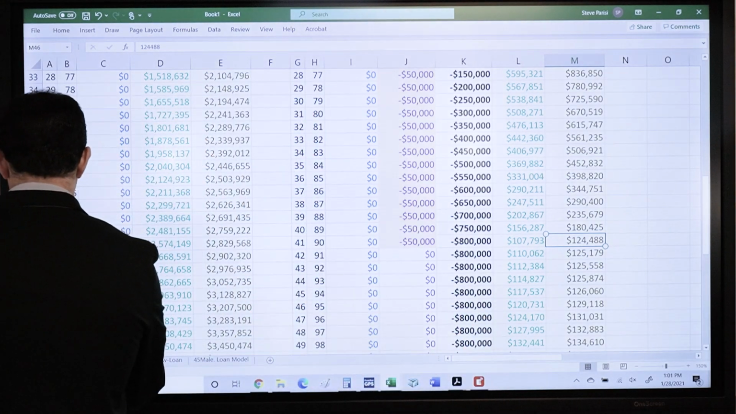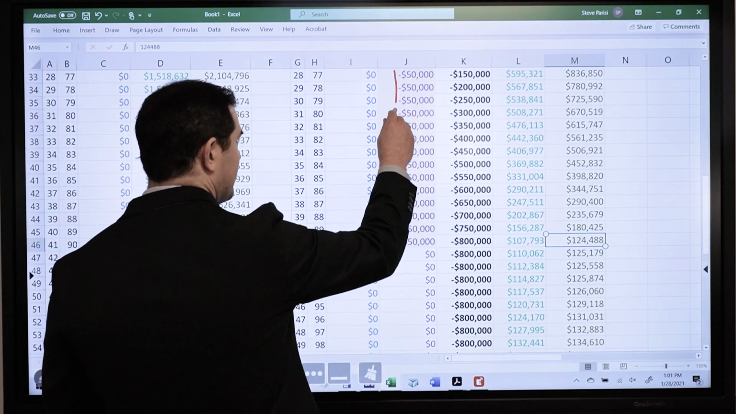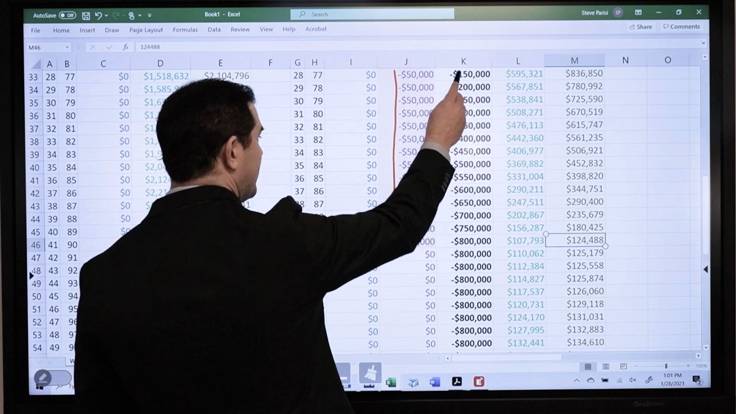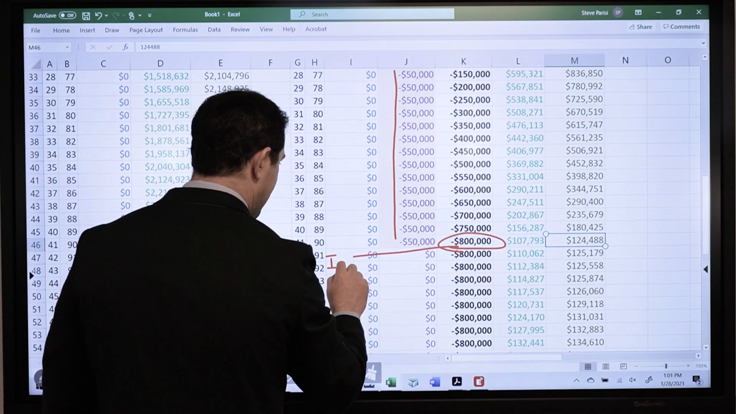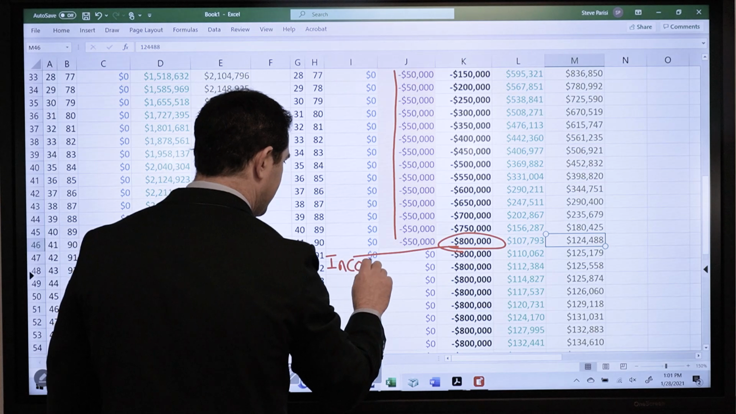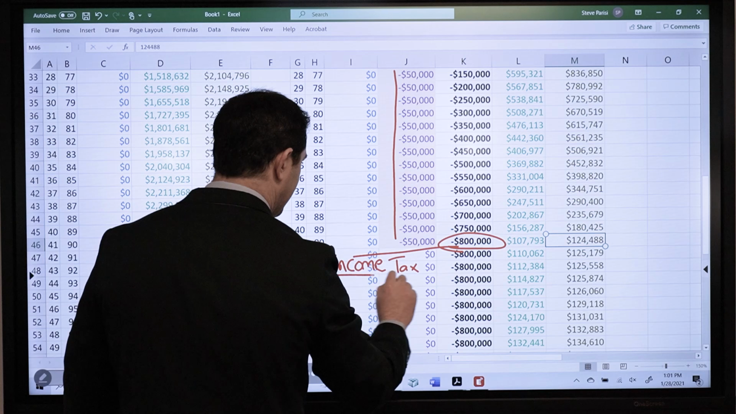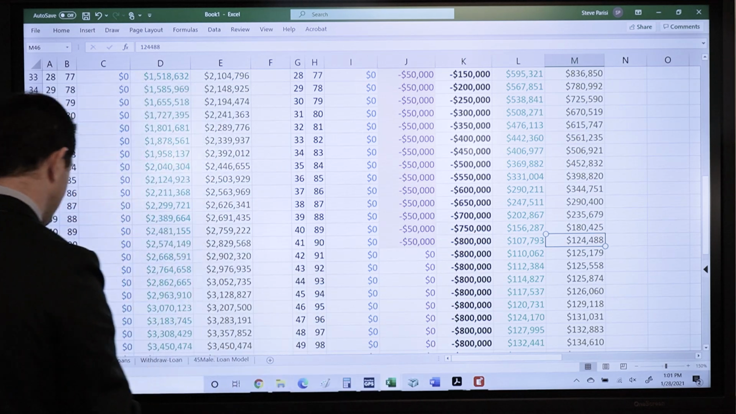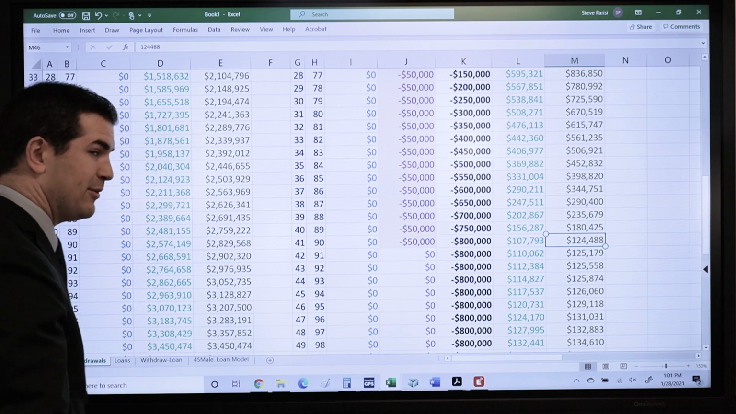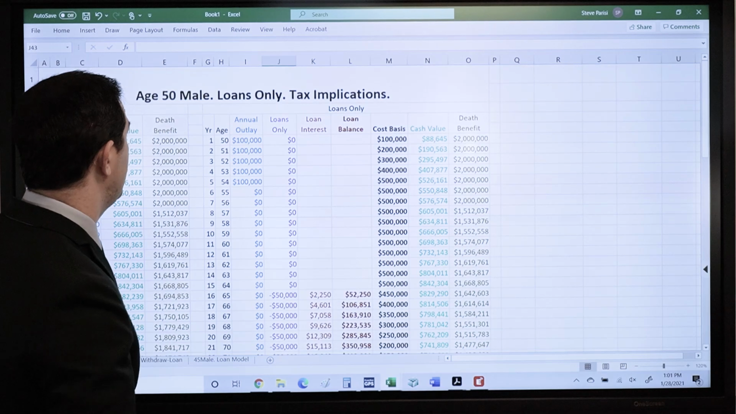But what I did here was each time I took these distributions out above and beyond my cost basis, that $800,000, I had to deal with income tax. No one really does this, but it's good to be aware of. The thing is, how do I pull the most money out? So we'll pull the most money out without tax. Let's look at the next sheet.